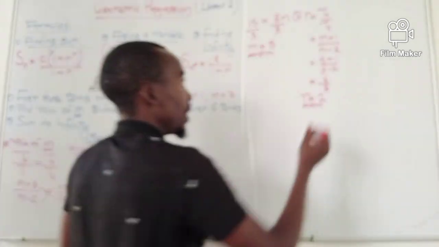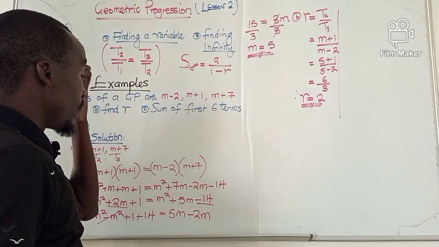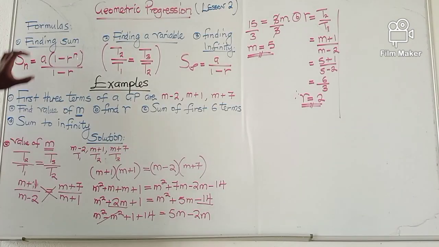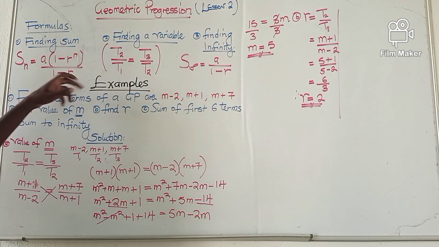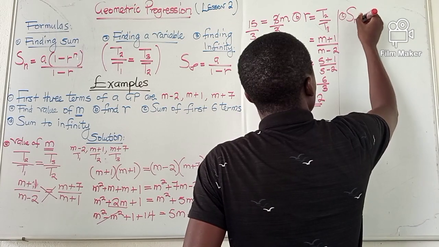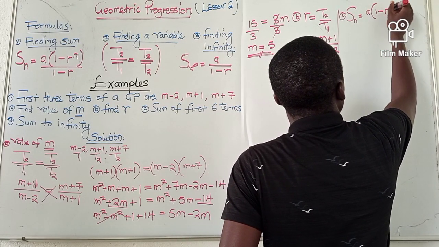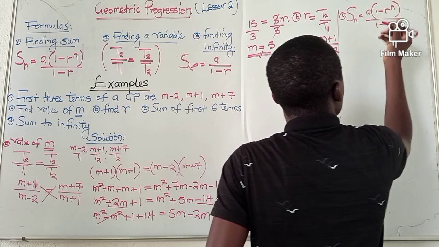Okay, let us move. We go to C. They want us to find the sum of the first 6 terms. Now, finding the sum, we use this formula. Sn is equal to A, open brackets, 1 minus R power n, over 1 minus R. So let us write our formula on C. Say, sum of the terms is equal to A, open brackets, 1 minus R power n over 1 minus R.